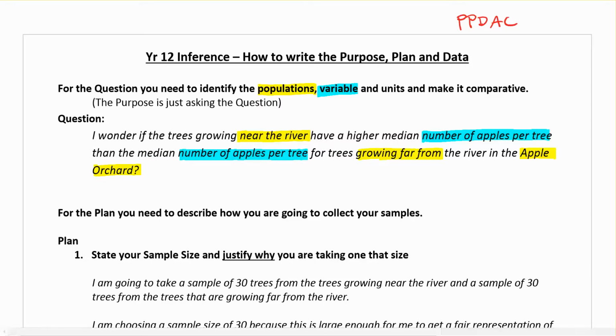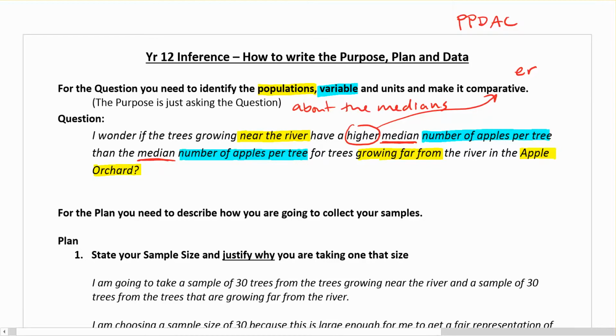And this is a comparative question, meaning that we need to have some sort of comparison on there. Is it bigger, smaller, taller, wider? And here we can see that they're higher. We're making it a comparative question, and it is about the medians. Your question has to be about the median of the two different groups.